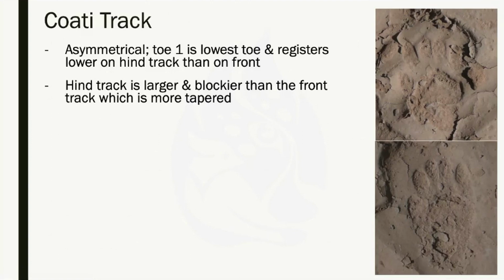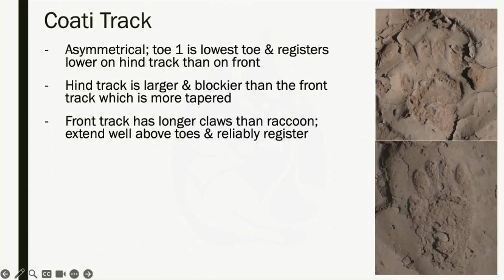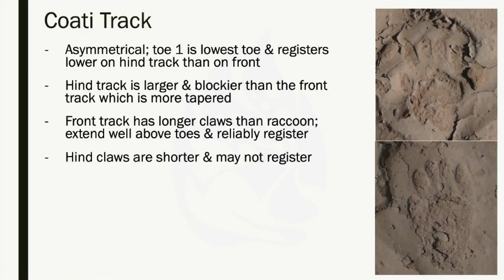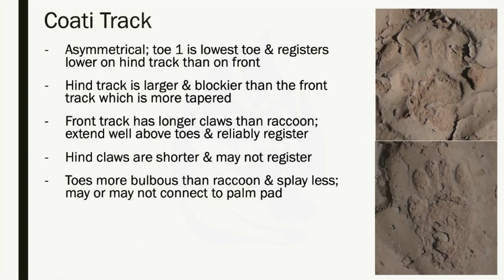Much more so on the hind than it is the front, which is more tapered, and we can kind of see that here. The front track, again, is going to have longer claws than a raccoon does, because they're better diggers, and they extend well above the toes, more like skunks would. And it's very common to see that. Can't really make them out here, but it's very common that the nails will register in coatis. The hind claws are much shorter and they may not register at all because they don't really dig with their hind feet, not nearly as much.